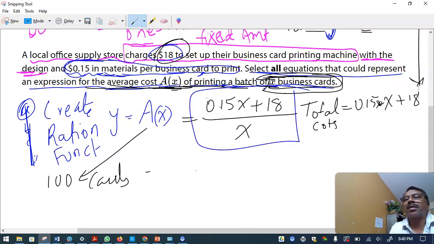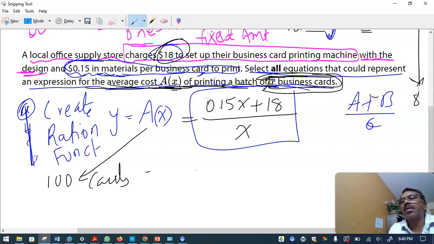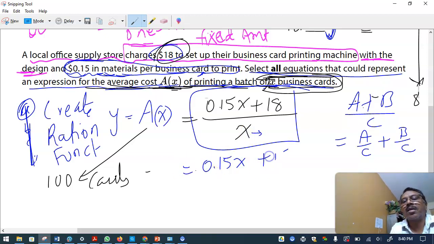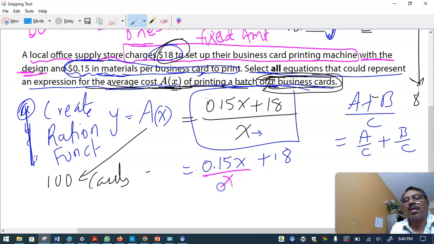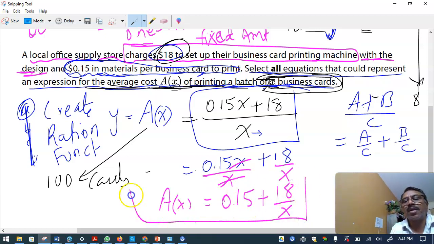But we can always write it another way. If it is a plus b over c, this is the same as writing a over c plus b over c. So this expression can be written as 0.15x plus 18, and you can divide each term by x, and that's how the x crosses out and you get 0.15 plus 18 over x. So this is another way to do it.